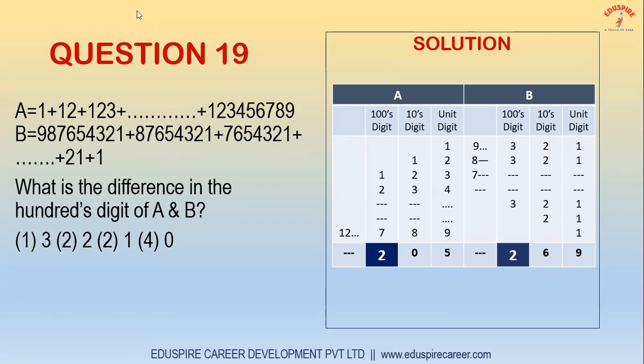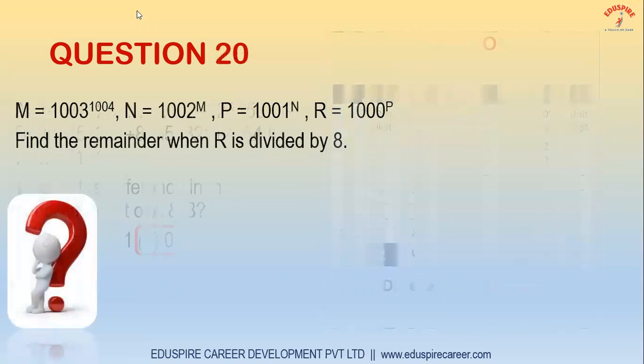In the same way for B also, you see all 9 ones will give me 9 in the units place. All 8 twos will give me 6 in the units place. And then we have 2 in the hundreds digit of B. So of course, the difference will be 0. So your answer to this question is 0. I hope that was clear. All right, so we'll move to the next one.